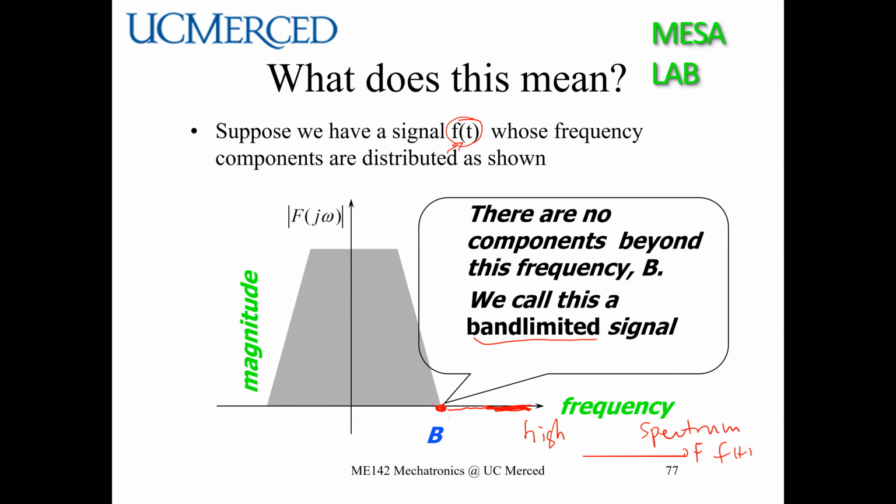Let me give you an example. Say for example, you have a sinusoid with frequency omega 0. What is the spectrum of that? It is simply a vertical line. You only have one point in here. That's your omega, and this is your magnitude. But in general, we can assume that my original signal is band limited.